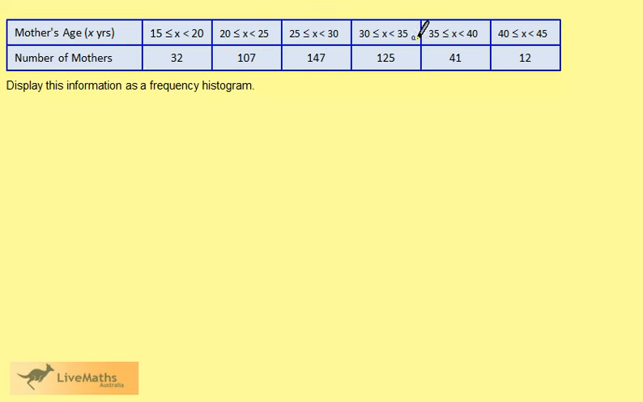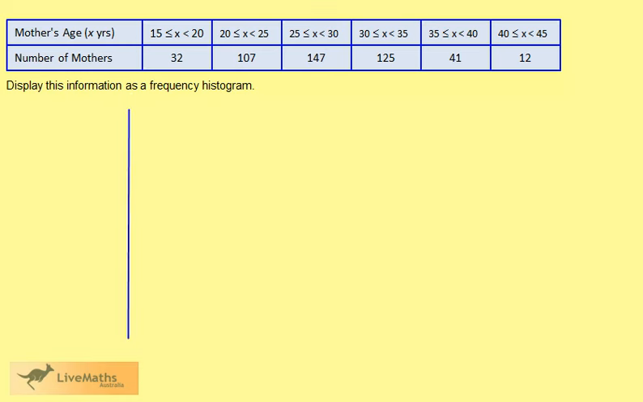We're given some data here, which we're asked to display as a frequency histogram. This time we're given a full range of values, and we can see that there's no gaps, so we don't need to worry about the boundaries at all. So it's just a case of drawing the frequency histogram.